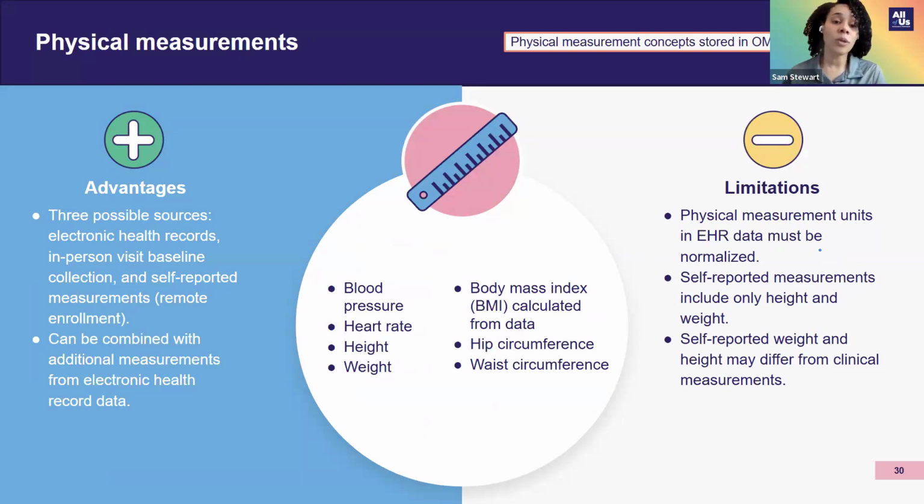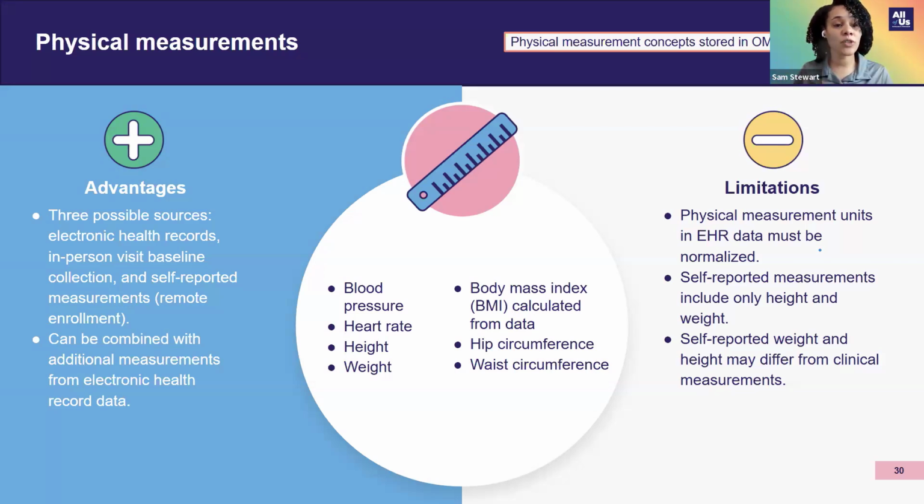As part of the enrollment process, participants are given the option to either (A) attend an in-person enrollment site visit, at which the physical measurements are collected, or (B) provide their own physical measurements, which are self-reported. Both of those options will be in the measurements table in the Researcher Workbench. And if they don't have measurements either way, you can supplement measurements from the electronic health record data.